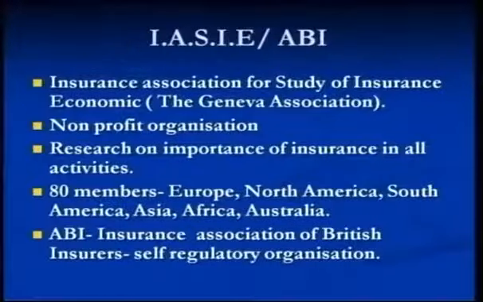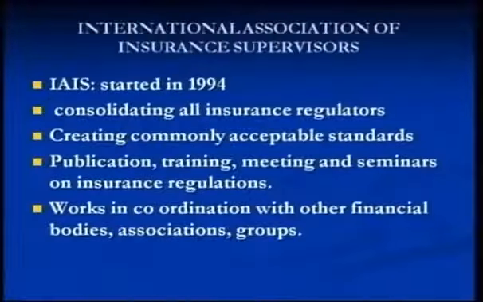IASIE and ABI. The Insurance Association for Study of Insurance Economics is called the Geneva Association. It is a non-profit organization involved in research and improvement of insurance in all activities. It consists of 80 members from Europe, North America, South America, Asia, Africa and Australia. ABI is the Association of British Insurers. It is a self-regulatory organization like the insurance councils operating in India.